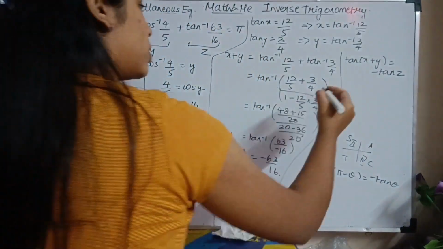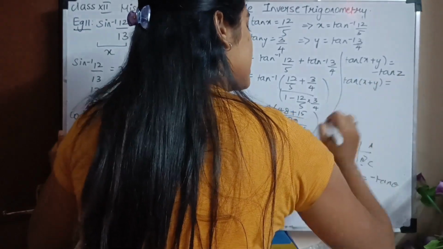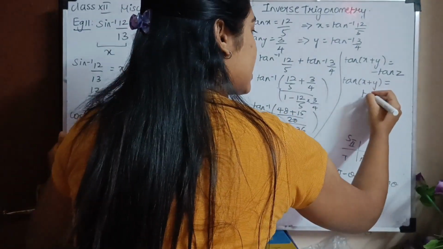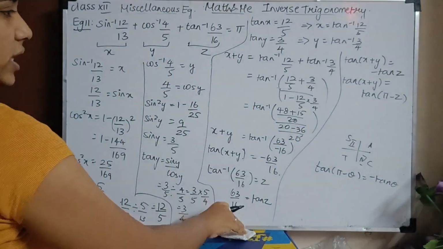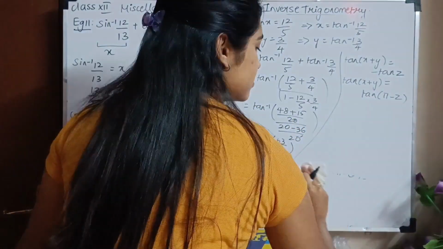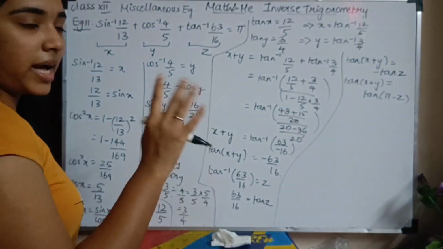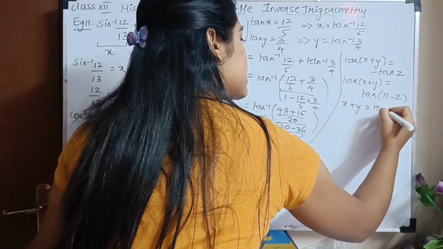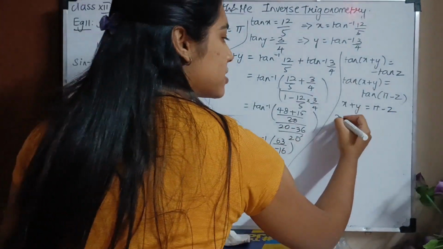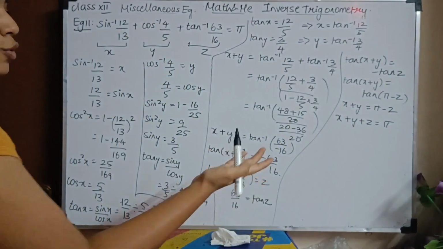Now let us rewrite this. What will be my RHS? Tan of x plus y is going to be tan of pi minus theta, where theta is my z. So tan of x plus y equals tan of pi minus z. Understood this? Now I have tan in my LHS and tan in my RHS. Now let us equate the angles. So what will I have? X plus y equals pi minus z. Bringing the z to the other side, what will I have? X plus y plus z equals pi. Hence proved.